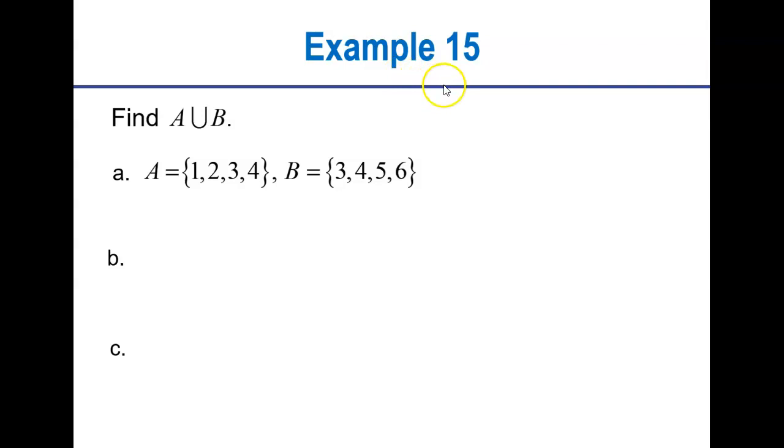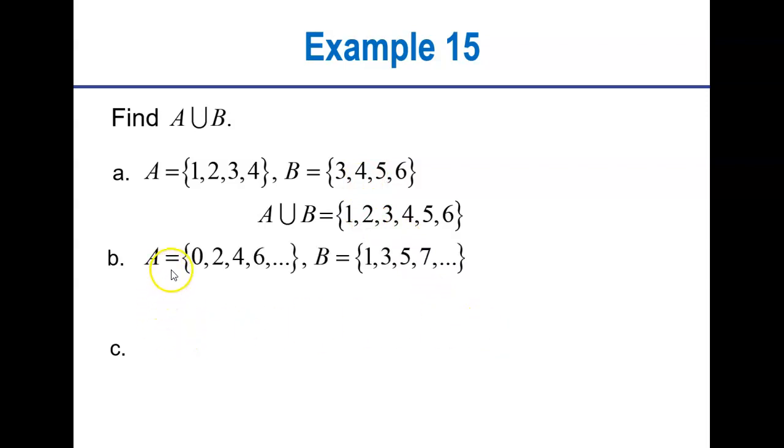So let's take a look at an example here. If we want to find A union B in these two sets, that means you're going to combine every element in A and every element in B, but you don't need to write one element that's repeated. So therefore, we would say A union B is 1, 2, 3, 4, and then 5 and 6. Now again, the 3 and 4 is repeated, so we don't need to write that twice. But again, union means that you're going to include every element in the set A and every element in set B. In that case, it'd be both.